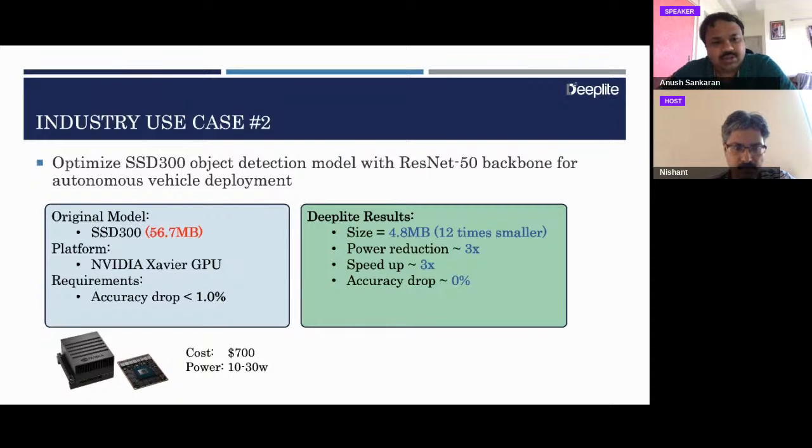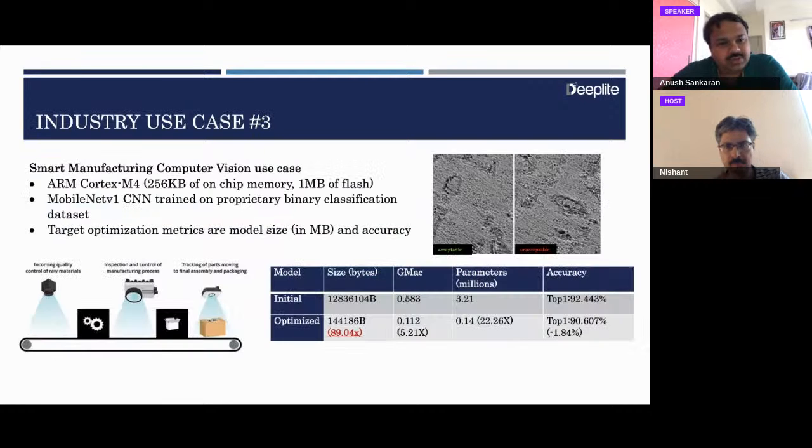And this is a model of SSD 300 with a ResNet 50 backbone. There was one more smart manufacturing use case that initially had about 12 MB, but from a 12 MB model we were able to reduce it to 144 KB, which is like 89x smaller, with a reduction in the number of parameters, and the accuracy drop was again less than 2%. This is a manufacturing use case where they want to put this model into an ARM Cortex M4 chip, which again has 256 KB of on-chip memory, and they had to use this on CCTV cameras to check the quality of their production.